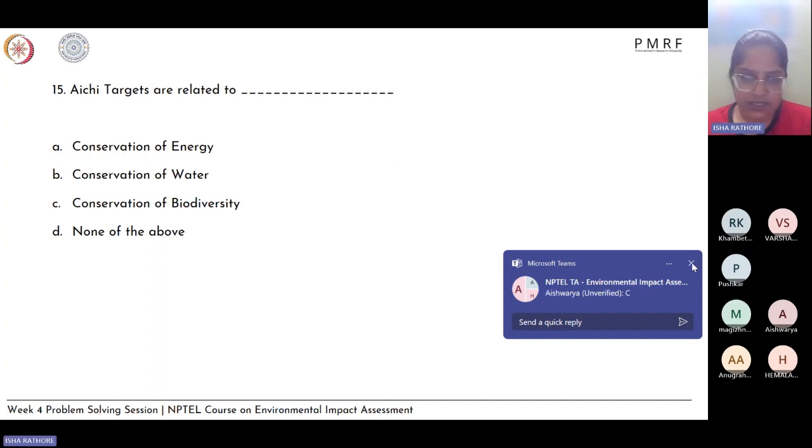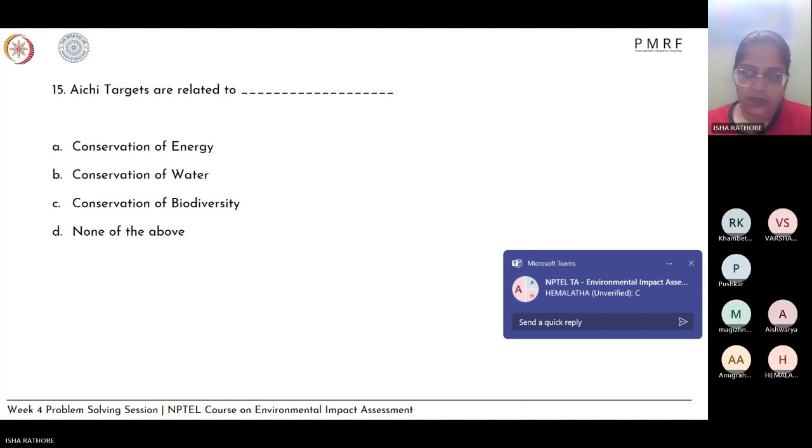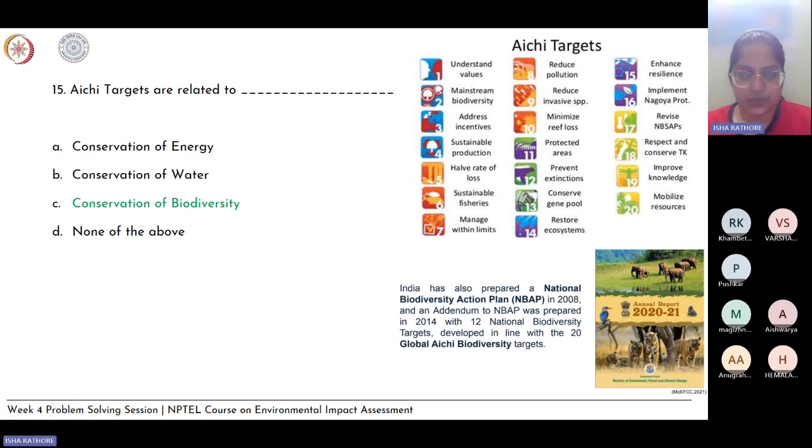Okay, so we have an answer C, another C, okay, another C. Okay, so the AG targets are related to the conservation of biodiversity. So C is the correct answer.